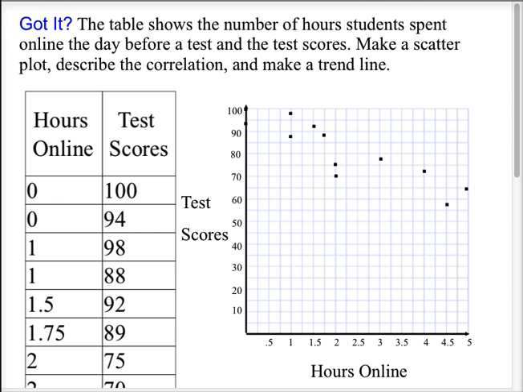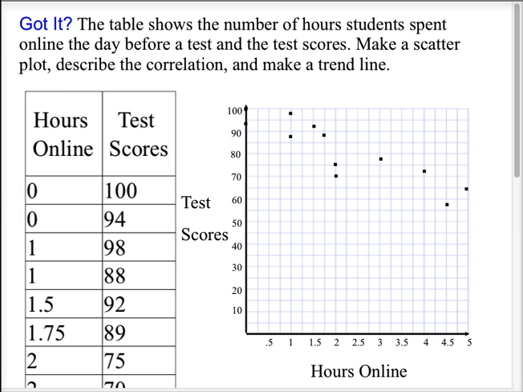So let's do this one more time, just make sure we've got it. This table shows the number of hours a student spent online the day before a test and the test scores. Make your scatter plot to describe a correlation and make the trend line. All right, in this one, again, I've already plotted for you, so you don't have to sit here and watch me plot it myself.